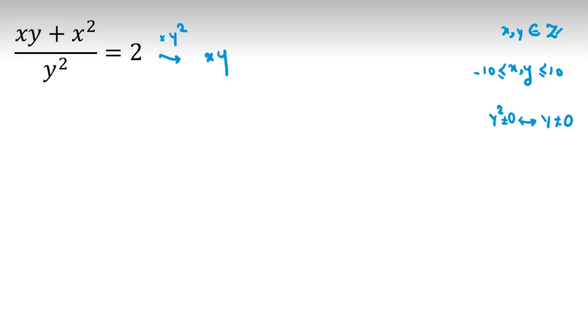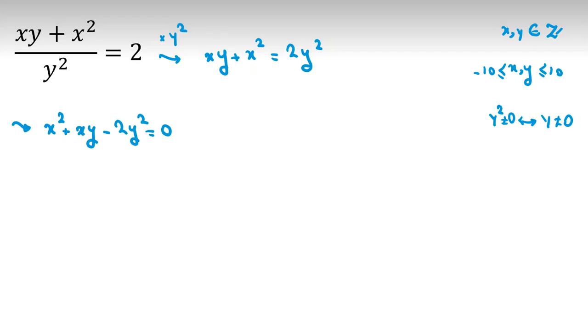Left hand side will be xy plus x squared. Right hand side will be 2y squared. Now we can say general solution for this. What can we do here? It is not so typical, but we can say it is a quadratic function in terms of x. If we take all things to one side, it will be x squared plus xy minus 2y squared equal to 0. For solving this, it is a quadratic equation.